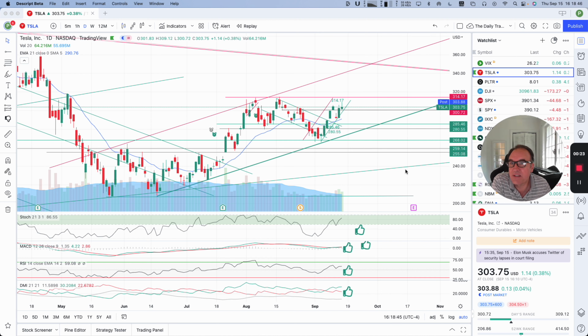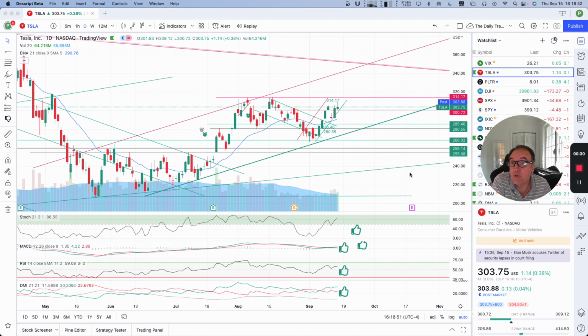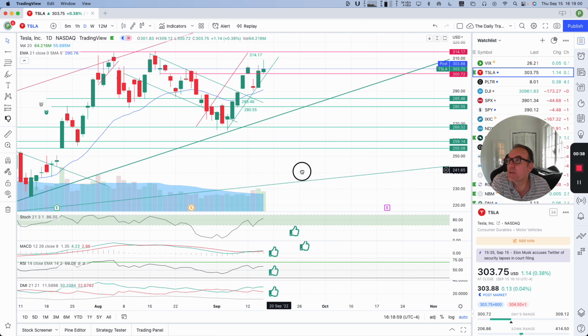So Tesla is up $1.14. That's not a lot, 0.38%. Closed at 303.75. Post-market, we are up by 13 cents. Let's look at what we have here on the chart.